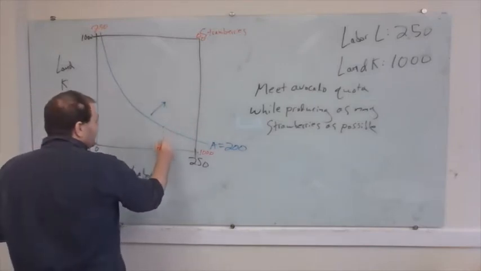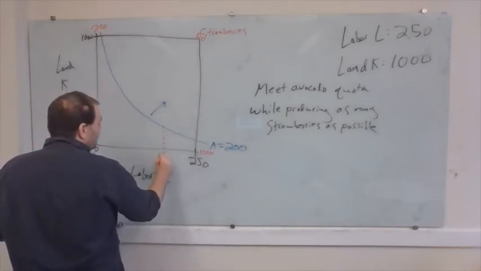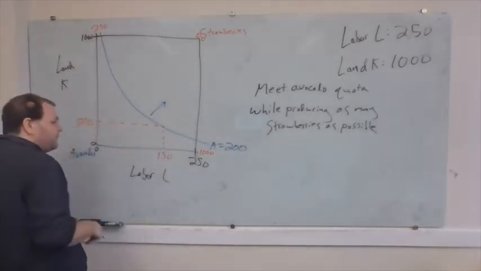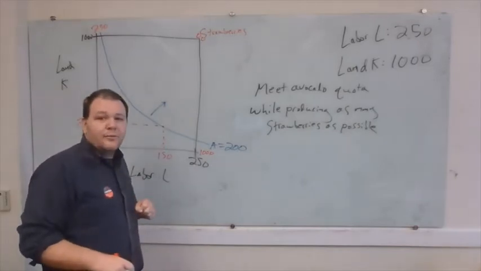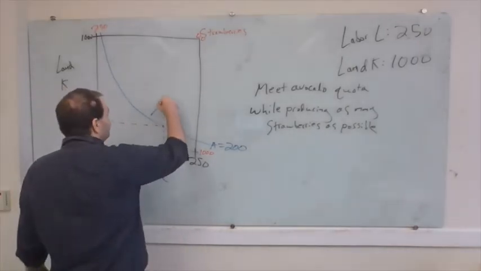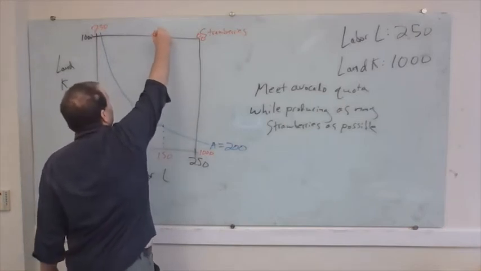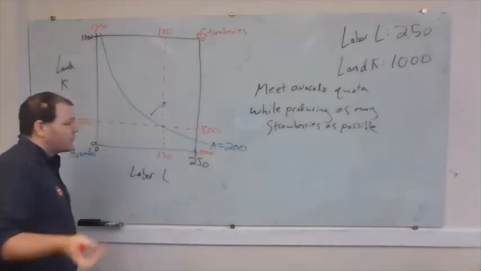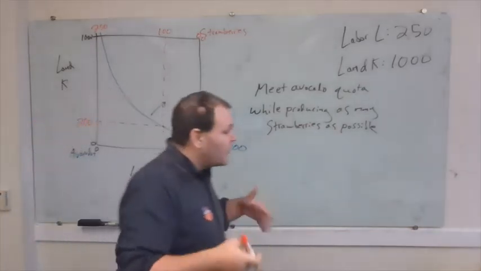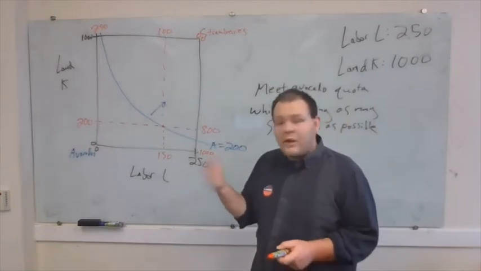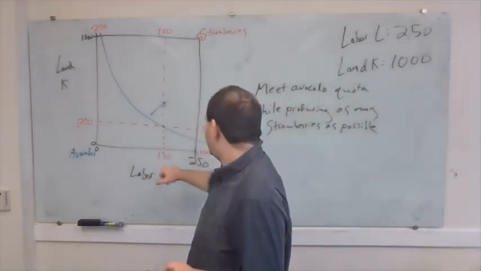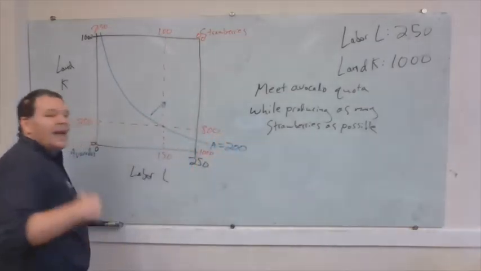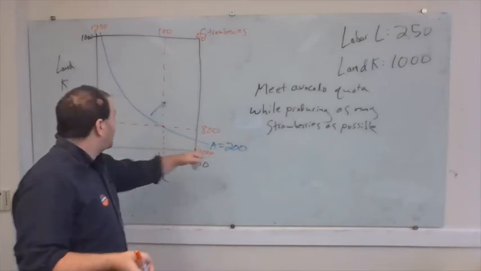So let's say, just making up numbers here, right? Let's say that we had 150 workers and 200 acres of land devoted to growing avocados. So that would mean, right, that we would have 100 workers and 800 acres of land left over for growing strawberries. And if we wanted to know whether this was our best choice, what we want to know is how many strawberries can we get with 100 workers and 800 acres of land? How many strawberries could we get with alternatives on our isoquant?